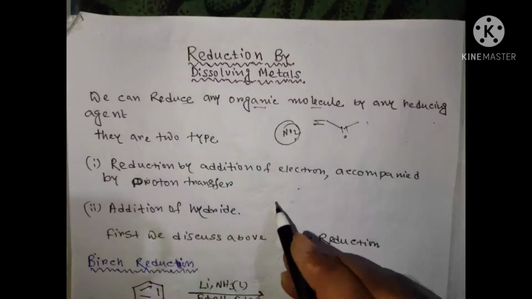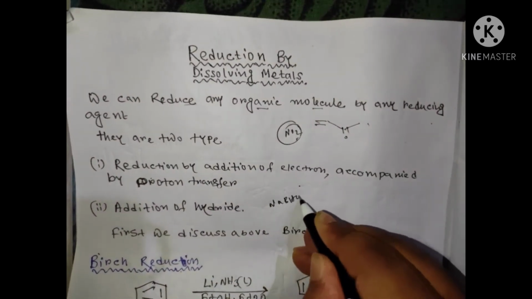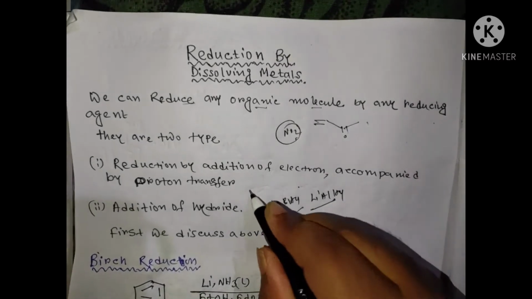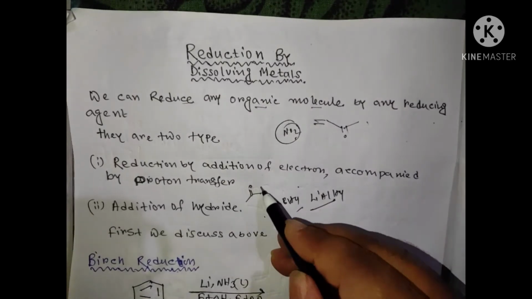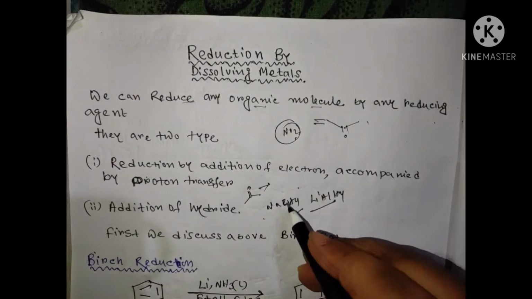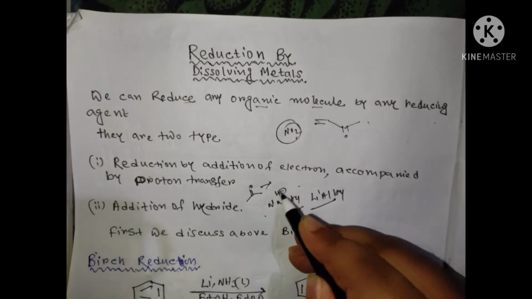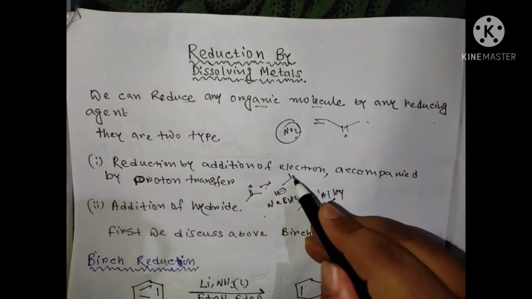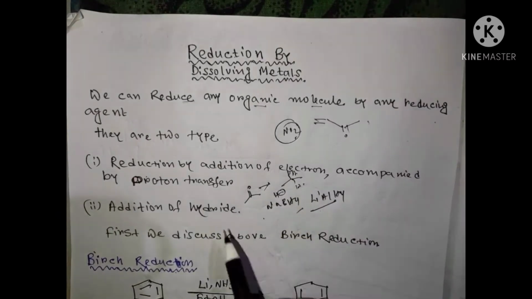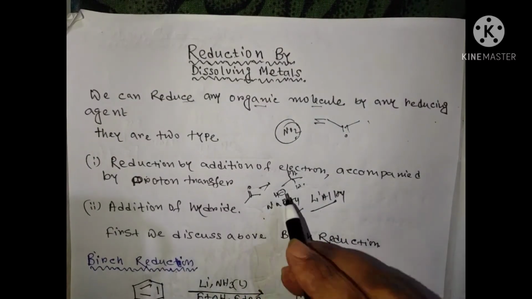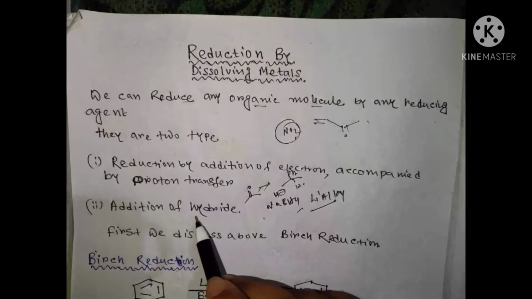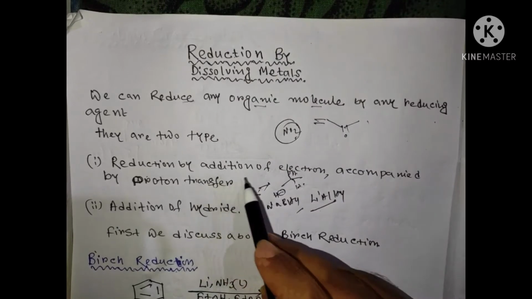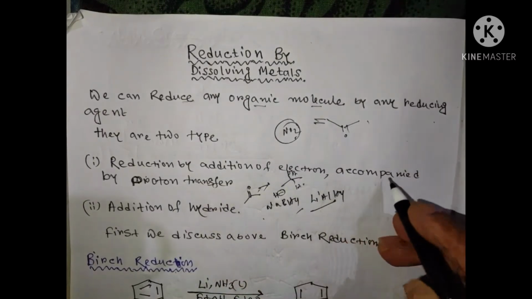Another method is that we add hydride. Sodium borohydride and lithium aluminum hydride are sources of hydride. Let's say this is a ketone, and it can be reduced by sodium borohydride. The hydride can transfer to that carbonyl center, and it is reduced to an alcohol. So this is the reduction by addition of hydride, and the other way, as we said previously, is the reduction by electron.